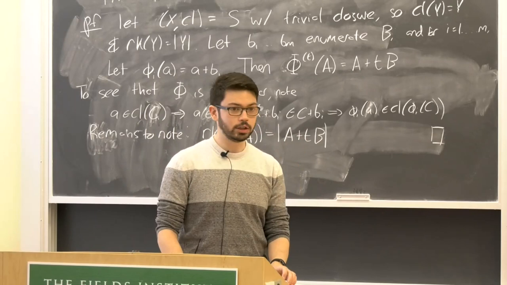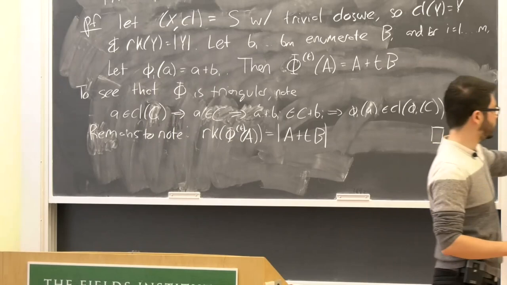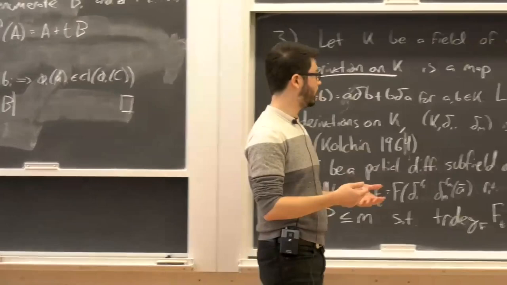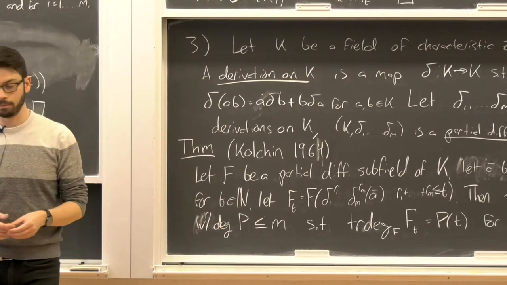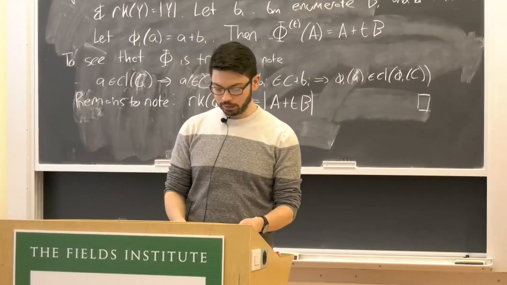And you can consider derivations on this field called exponential derivations. The only thing that you ask of an exponential derivation is that the derivative of exp of some element is exp of that element times the derivative of that element. And you can prove an analog of this theorem of Kolchin for these exponential fields. There's an even more general analog that makes sense for o-minimal fields, but I don't really want to get into that.